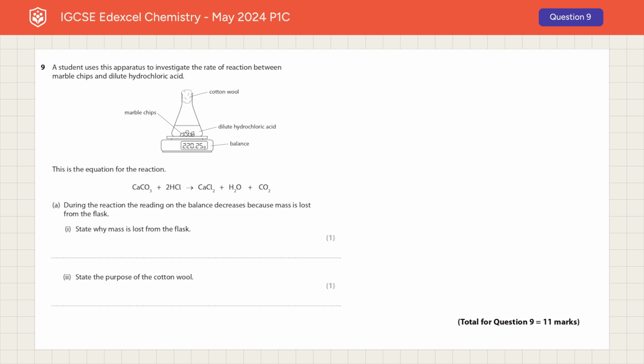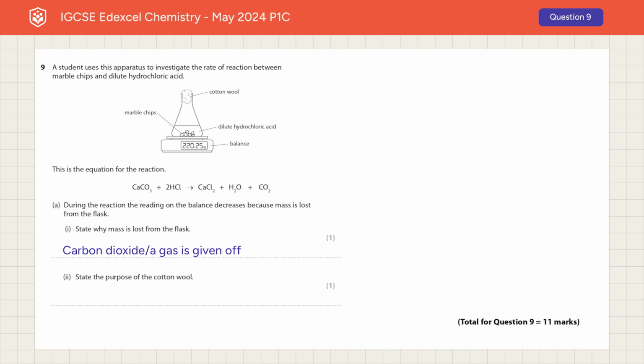We have marble chips and acid in a flask, but instead of collecting the gas, the flask is sitting on a balance, and there's a loose plug of cotton wool in the top. During the reaction, the balance reading decreases. Why is mass lost? This is the key to the method. The reaction produces carbon dioxide gas, CO2. That gas is less dense than air and escapes through the cotton wool. Since the CO2 leaves the flask, the total mass of the flask and its contents goes down. The mass loss directly tells us how much gas has been produced.